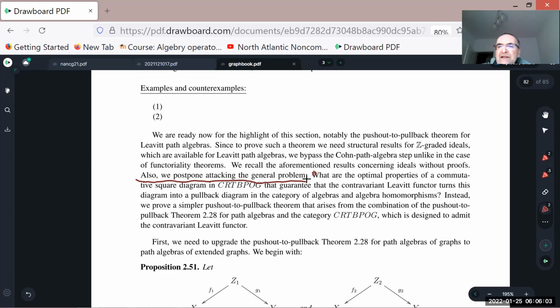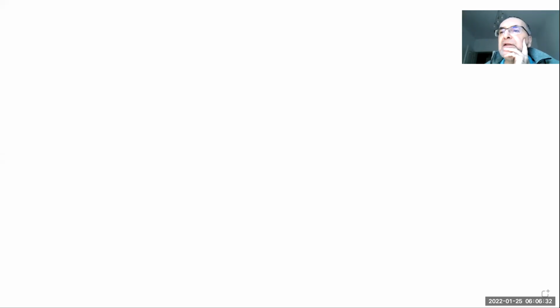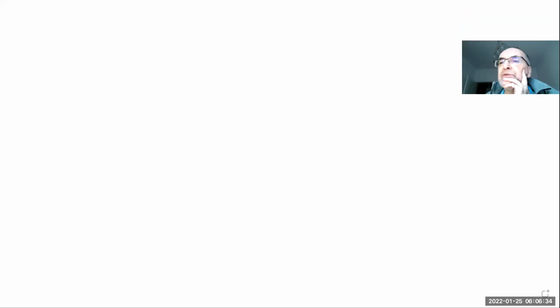Let me explain why this is an interesting general problem, and why it wasn't such an interesting general problem when we were doing our push out to pullback theorem for Leavitt path algebras. To this end, I suppose I have to use some more space. So let me stop sharing and use my whiteboard to explain what I mean. I start sharing again, this time with the whiteboard. Okay, as usual, it's not so simple. Okay, can you see my whiteboard?